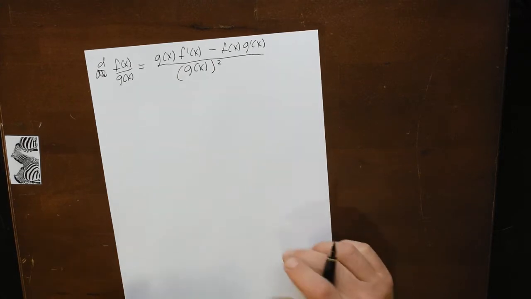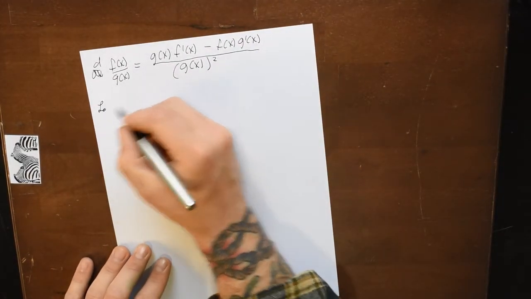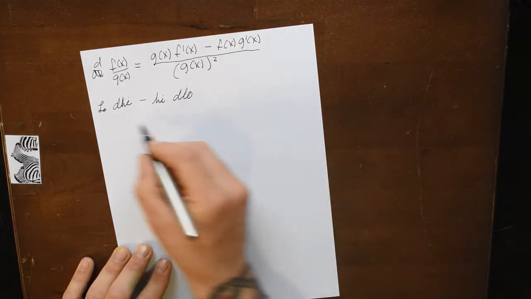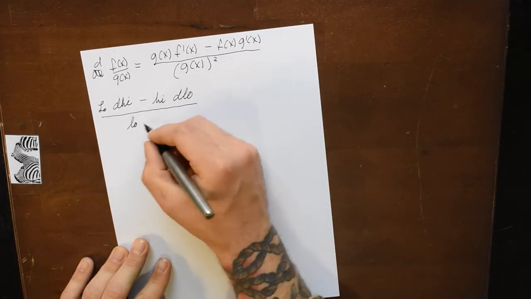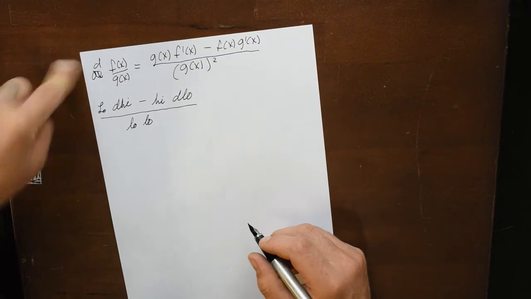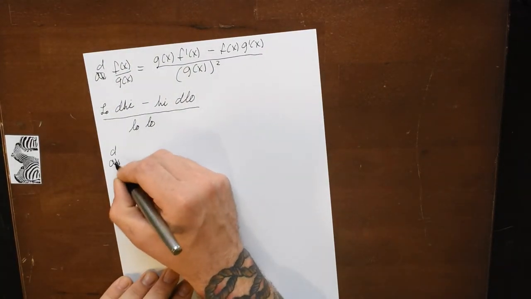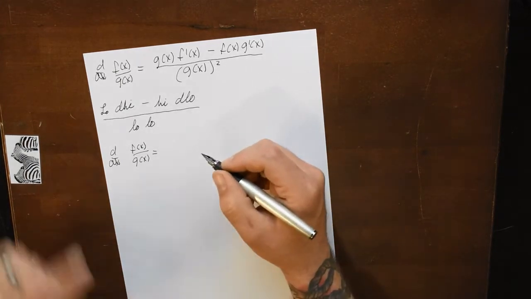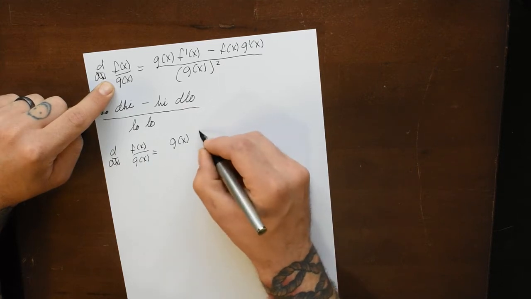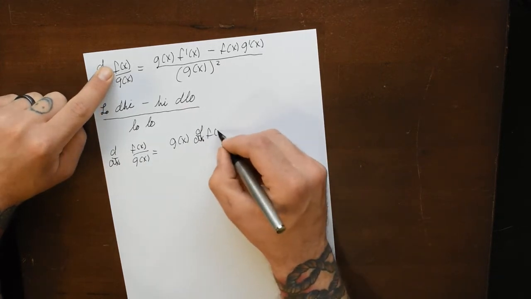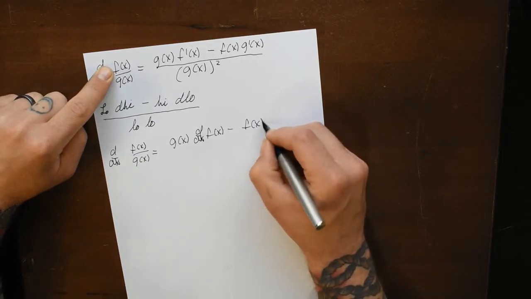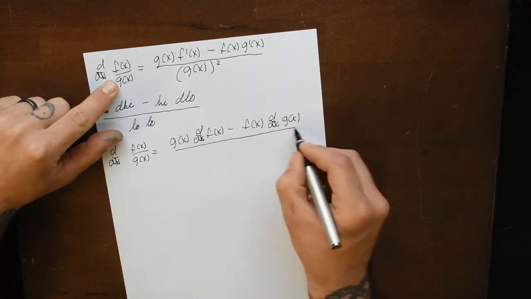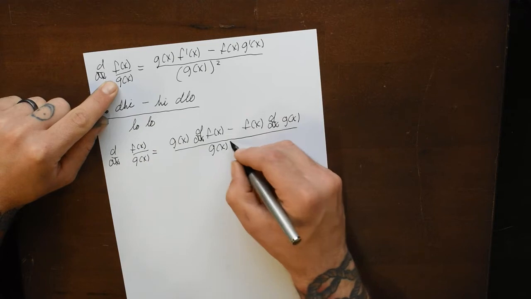When I was in calculus, my teacher said low d high minus high d low all over low low. And that's what we have up here. We have the derivative with regards to x of f of x divided by g of x being equal to low d high minus high d low all over low low.